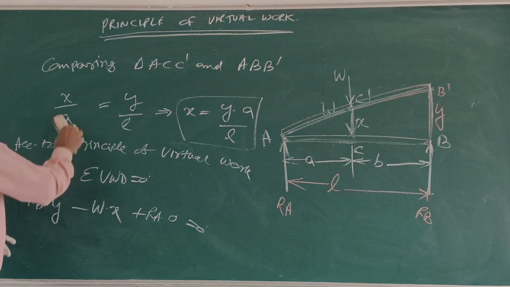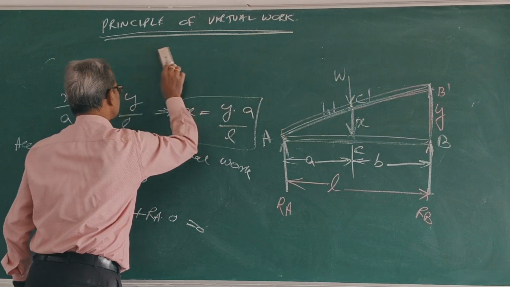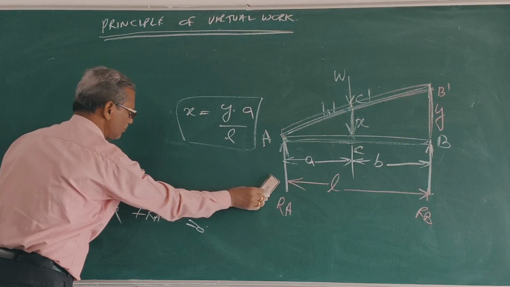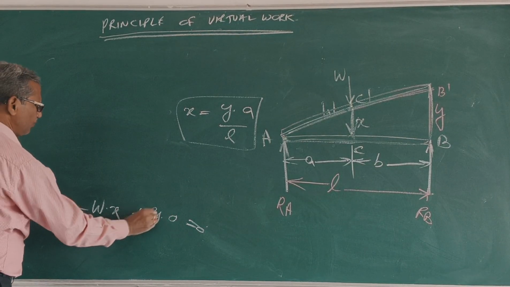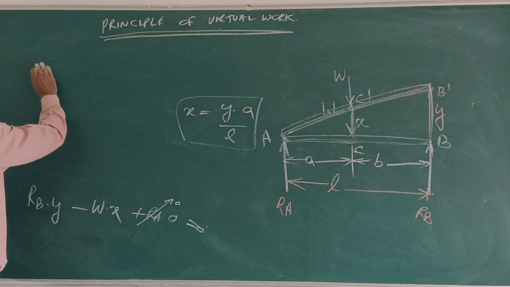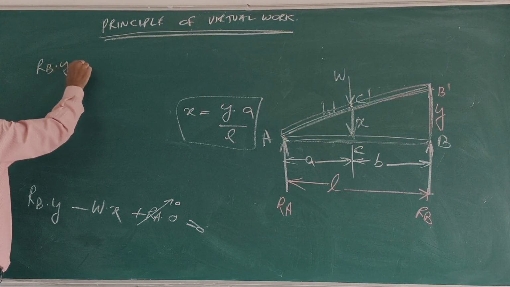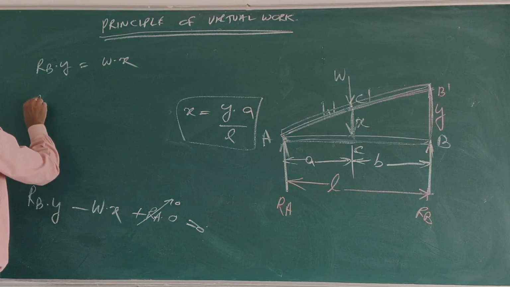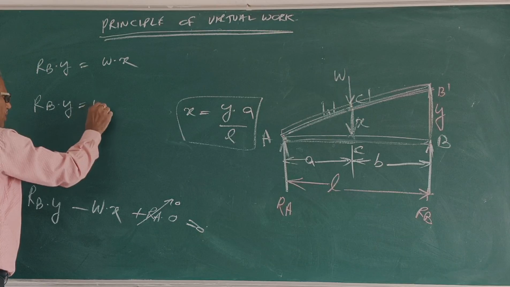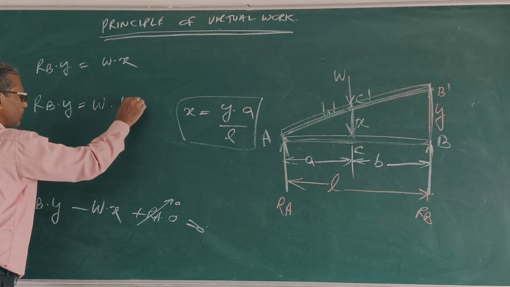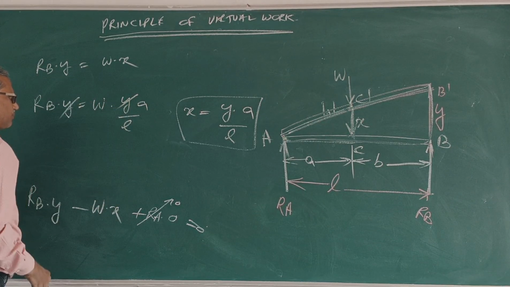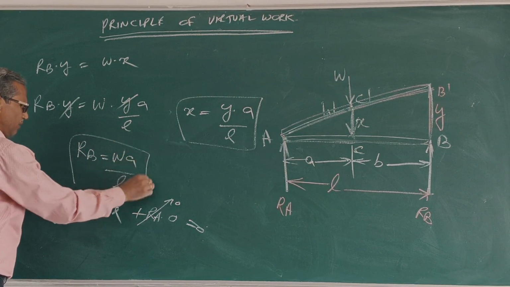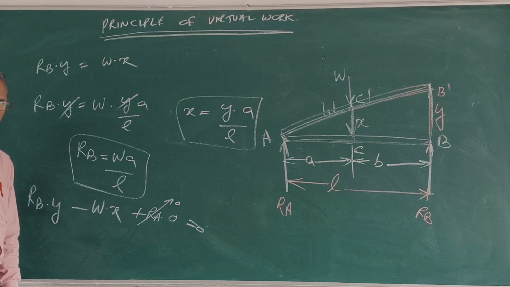Now this is 0. Clear? So RB into Y is equal to W into X. What is X? Y A by L. Y cancels. So RB is equal to W A by L. This is the answer for RB.